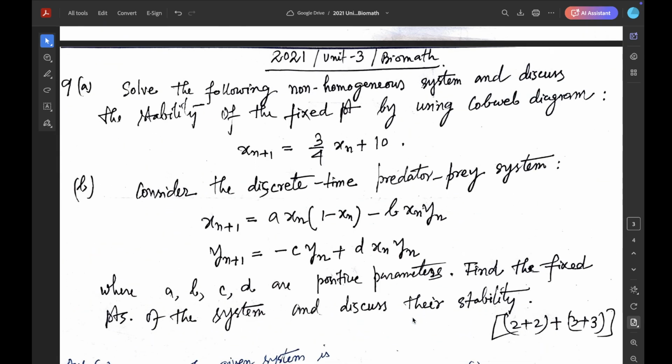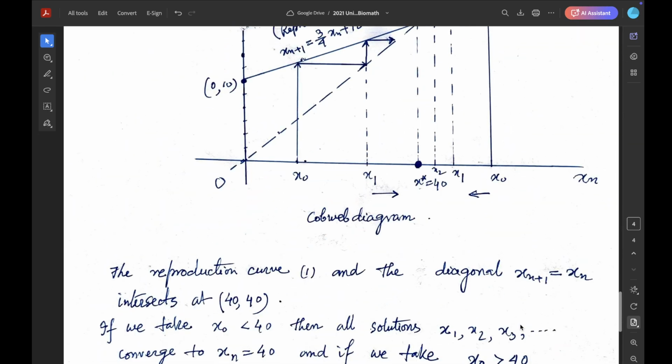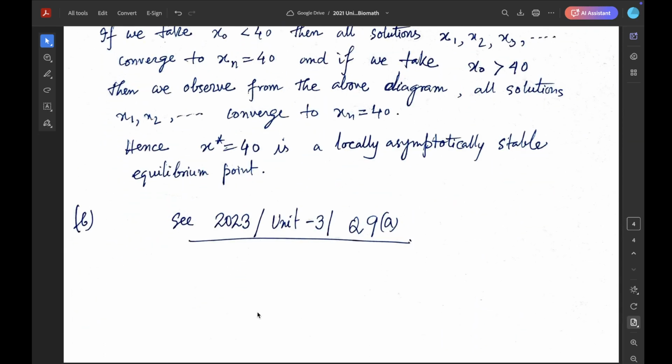Question 9b. Consider the discrete time predator-prey system x_{n+1} = a x_n (1 - x_n) - b x_n y_n, y_{n+1} = -c y_n + d x_n y_n, where a, b, c, d are positive parameters. Find the fixed points of the system and discuss the stability. We have already answered this question in 2023 Unit 3 question 9a. Please see that video.